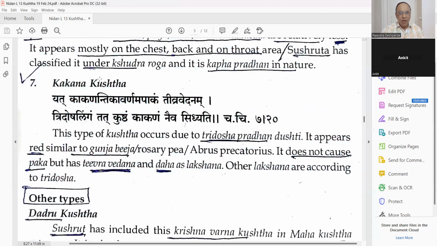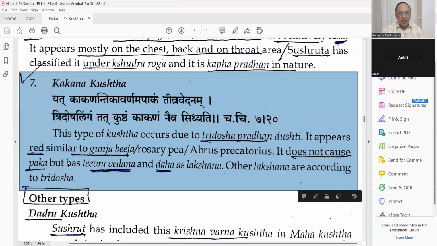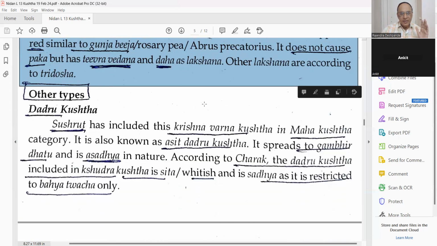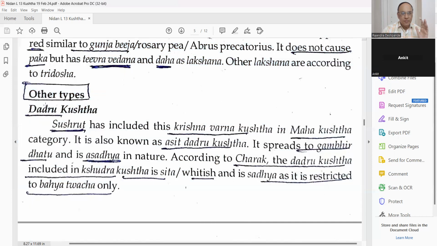Okay. Now, Kakanaka. This is Tridoshaja. Red, similar to the Gunja Bija, Gunja. It does not cause Paka but has Tivra Vedana and Daha. This is the speciality: Tivra Vedana and Daha. Other Lakshanas are according to the Tridoshas. Next is Dadru Kushtha. Dadru, Sushruta.